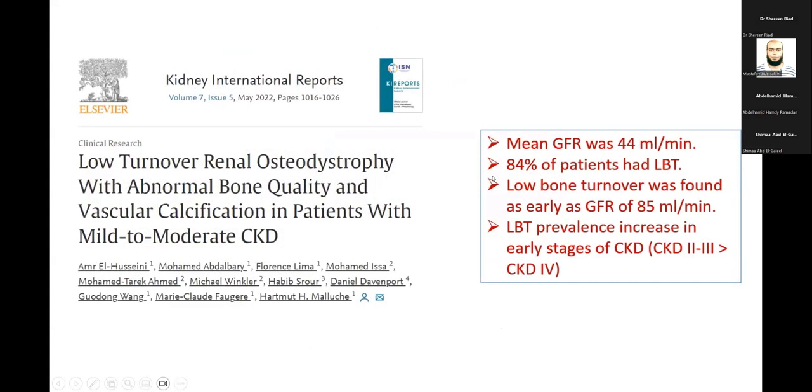And I just wanted to mention this study by Professor Amr al-Husseini. This study included patients with mild to moderate CKD, like our patient here. The mean eGFR was around 44 mL per minute, and it included patients with eGFR up to 85. We found that low bone turnover was very prevalent in those patients, and its prevalence increased in the early stages of CKD. So if the patient has CKD stage 2, they are more likely to have low bone turnover than stage 3. And stage 3 is more likely to have low bone turnover than stage 4. Actually, high bone turnover disease usually prevails in end-stage kidney disease or in later stages of CKD.